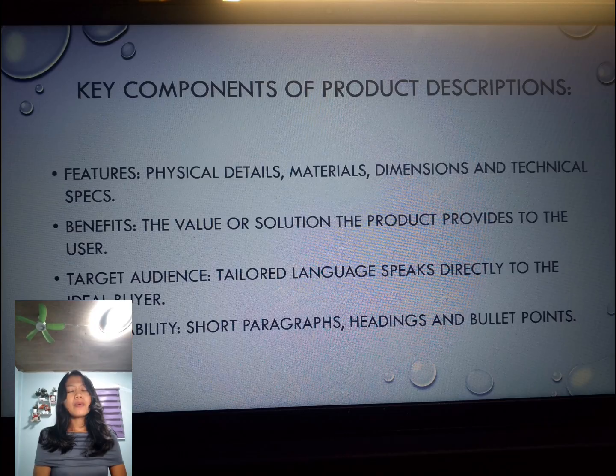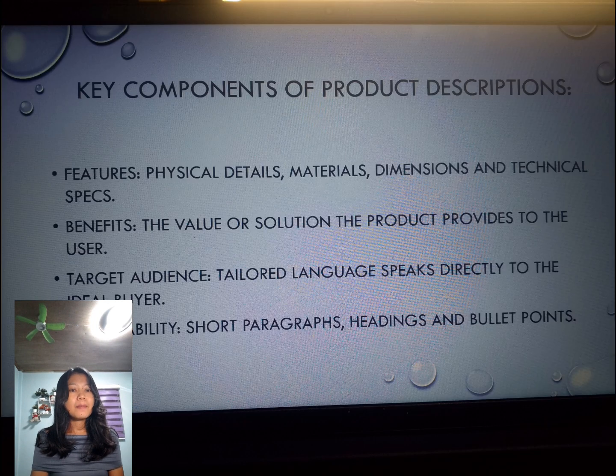And so we have here the key components of a product description. First, we have the features, of course: the physical details, the materials, the dimensions, and the technical specs of the product. So, features of a can, for example, convey the physical details, of course, the dimensions, or the length or the width or the height. That's just one example.